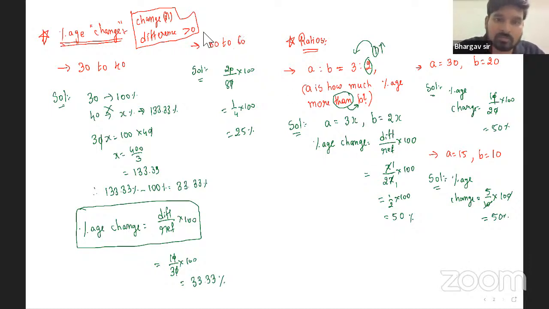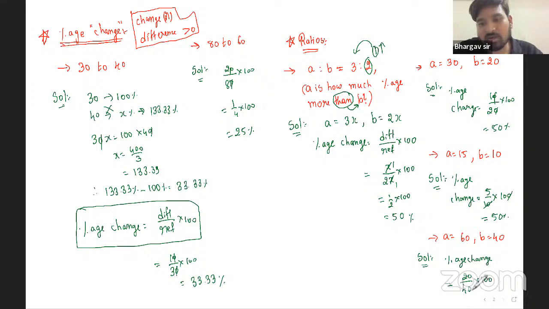Now if you clearly observe, even if I change the question like this, A is equal to 60, B is equal to 40. Now if I ask you what is the percentage change, matlab A is how much percentage more than B, then again percentage change is equal to difference is 20, reference is 40 into 100. Answer is 50 percentage.